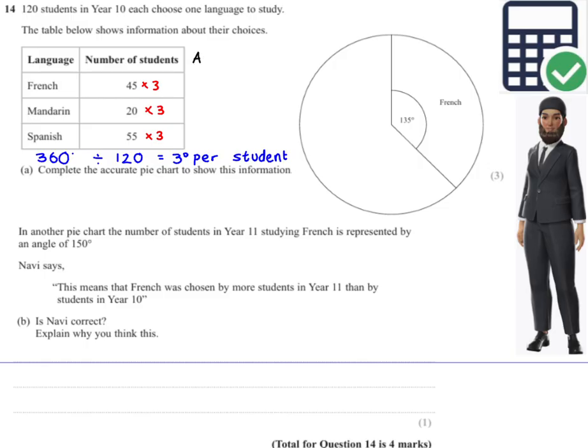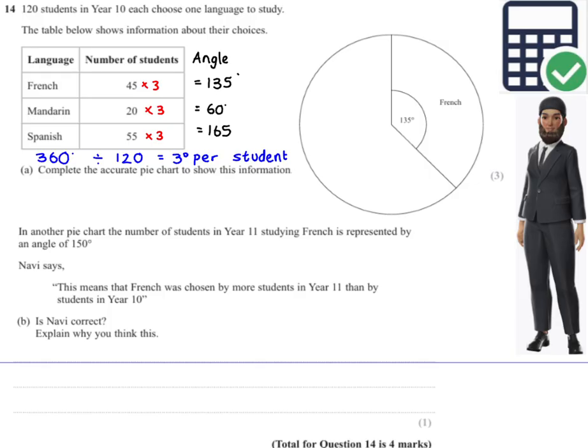So the angle required on the pie chart, 45 times 3 is going to give us 135 degrees. This one is given to us. 20 times 3 is equal to 60 degrees. And then finally, 55 times 3 is going to give us 165 degrees.